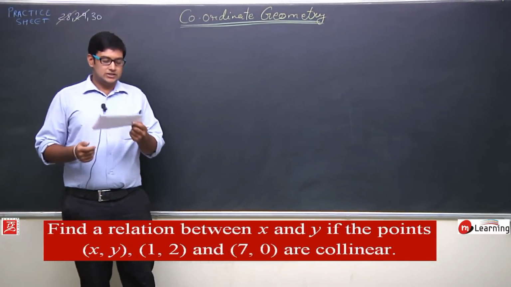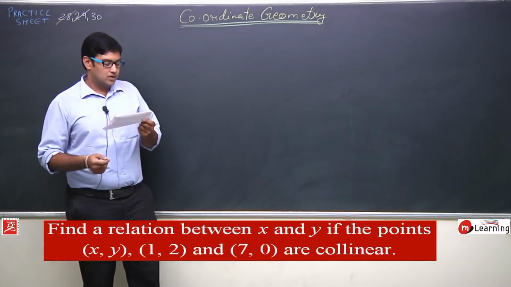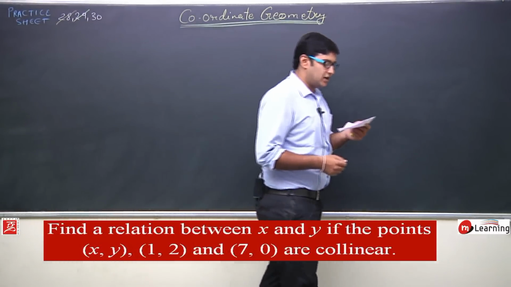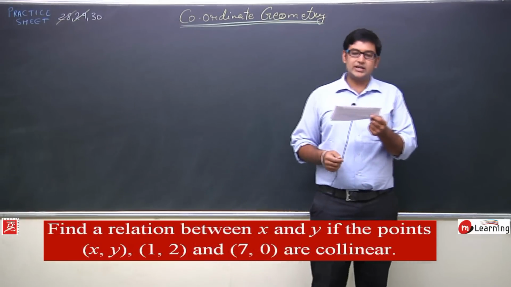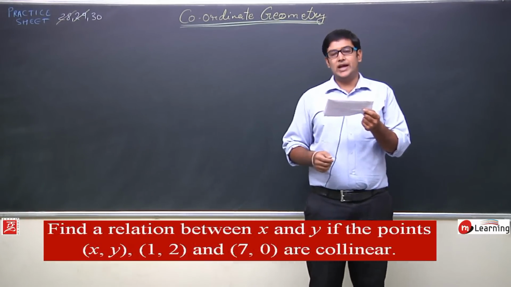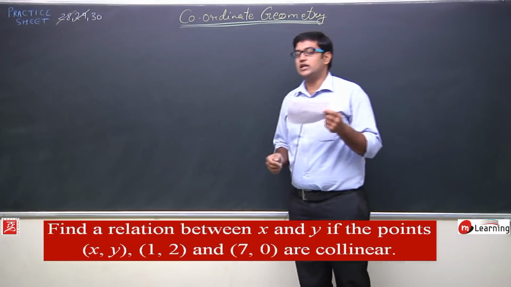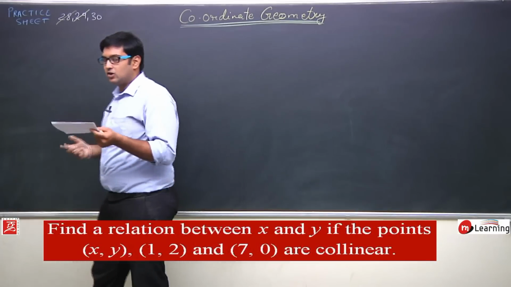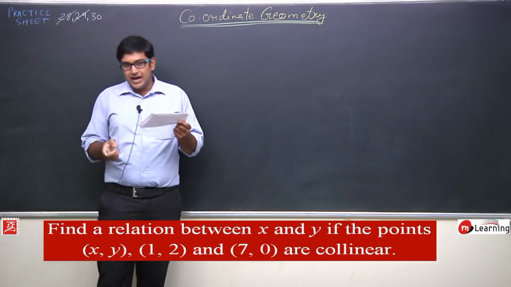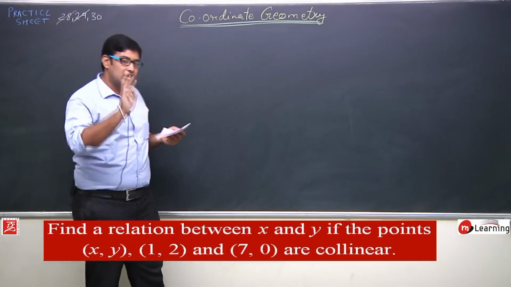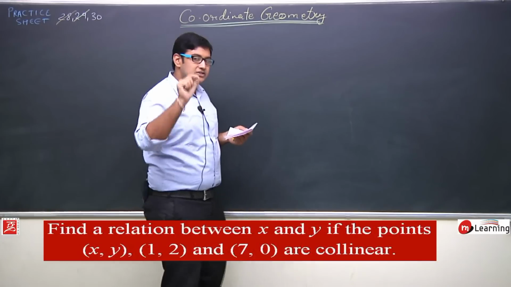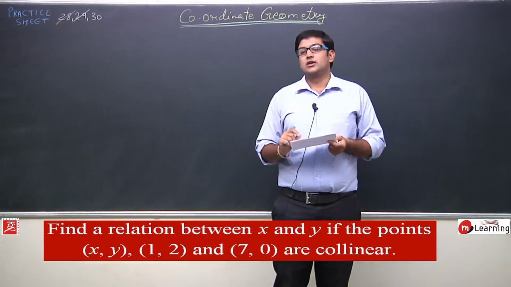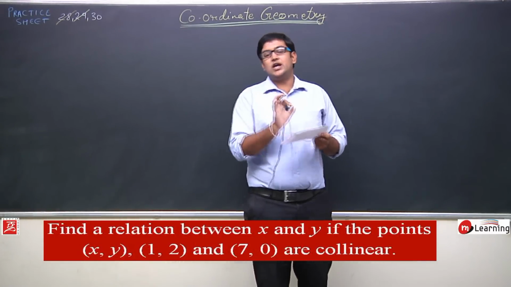Okay, now let us discuss question number 30. Question number 30 says, find a relation between x and y if the points (x, y), (1, 2) and (7, 0) are collinear. Okay, so you have 3 points (x, y), (1, 2) and (7, 0), and it says that these 3 points are collinear, but it is not given in which order they are collinear. We don't know the order in which they are collinear.